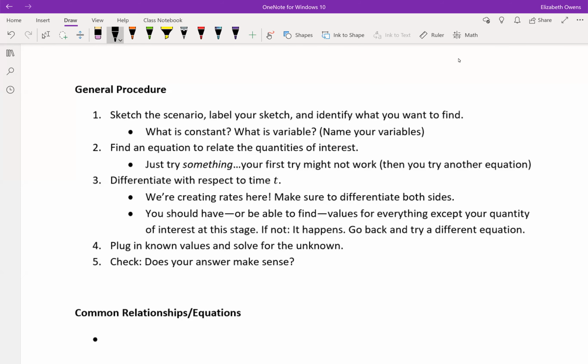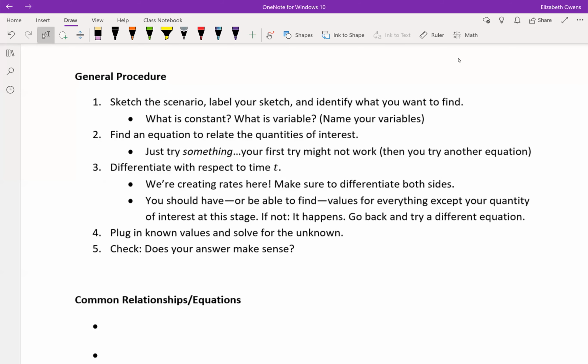This is the last video for section 3.8 here on related rates, and I just wanted to briefly recap our procedures and some common tricks to try for these related rates problems. So just to recap our general procedure here, which we've done in these previous examples as you've been watching the videos before this, right?